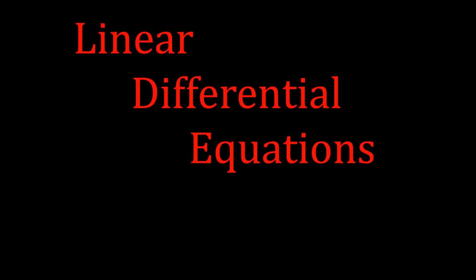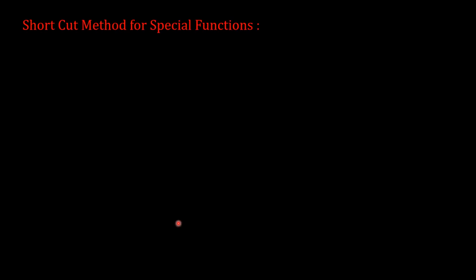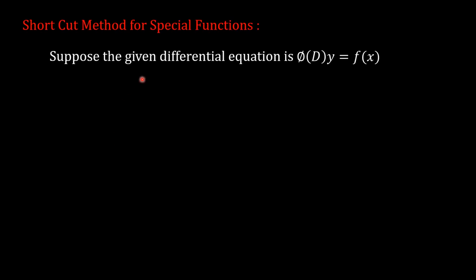Hello everyone, in this video lecture we are going to study the next shortcut method, in which the right hand side function is the trigonometric function or the hyperbolic function. So that is the special function. So consider the given non-homogeneous differential equation of the type phi of D of y is equal to f of x.